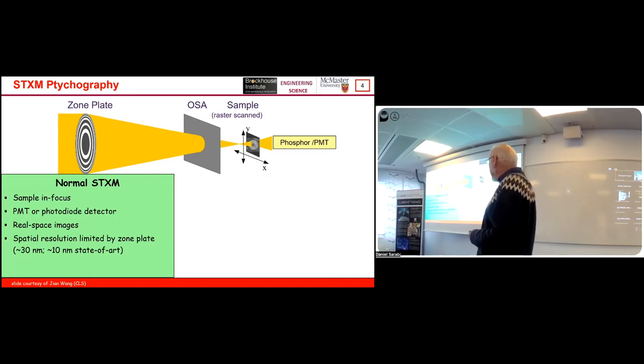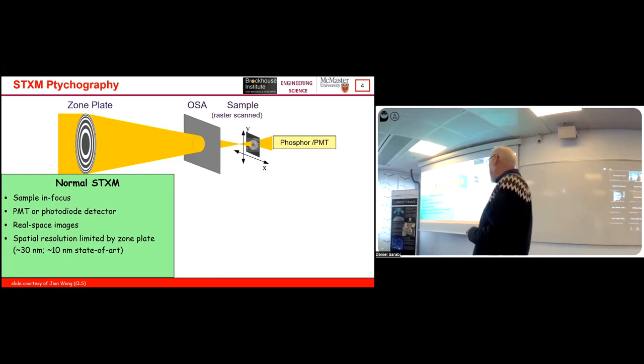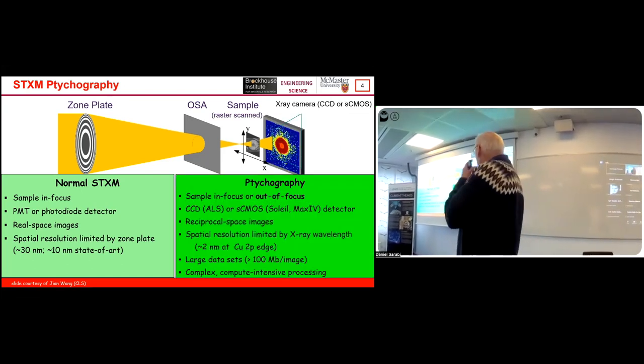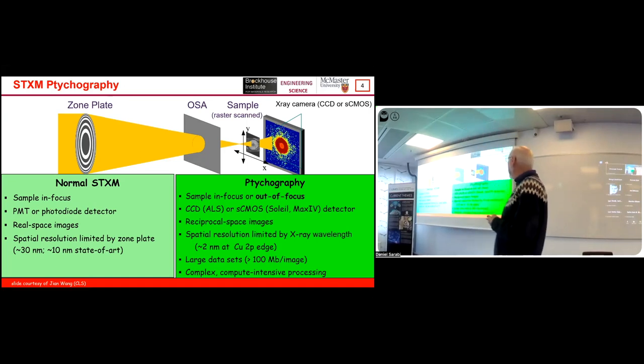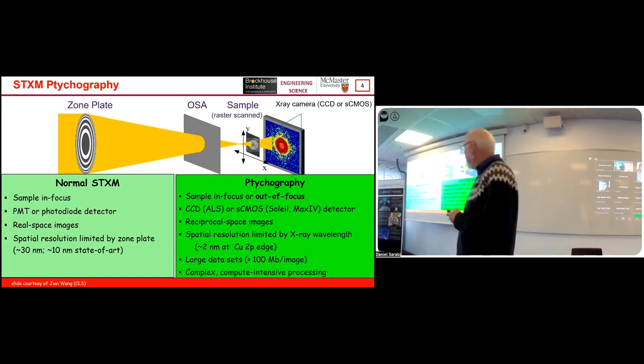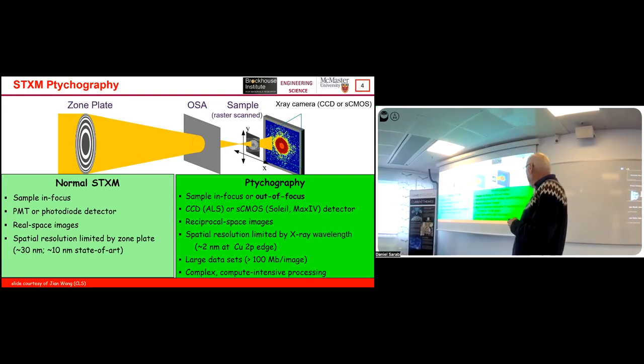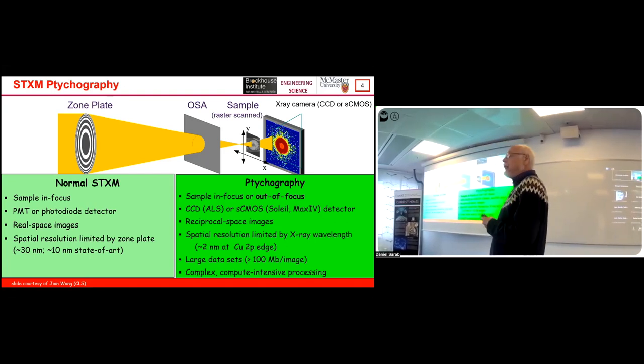So in the normal STXM, we're limited by the properties of the zone plate. And zone plates are quite good in the soft X-ray. You can have ones which will give you 10 nanometer spatial resolution. More typically, people are getting more like 30 nanometers. And it's a relatively efficient technique. But if we exchange that single point detector at the back of the sample for an X-ray sensitive camera, we are then able to do ptychography.